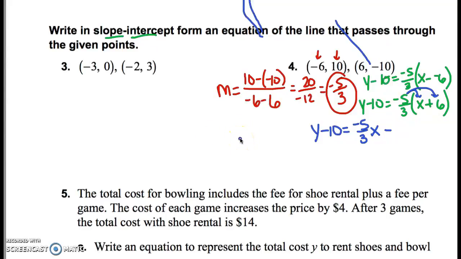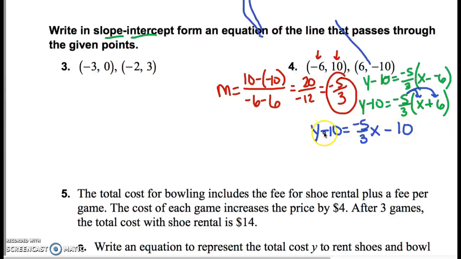Okay, let me go back to this distributive property part. We took the negative 5/3 times the x. Now we need to take the negative 5/3 times the 6. So whenever we do that, negative 5 times 6 would be negative 30, divided by 3 would give you a negative 10. So this is going to be minus 10.